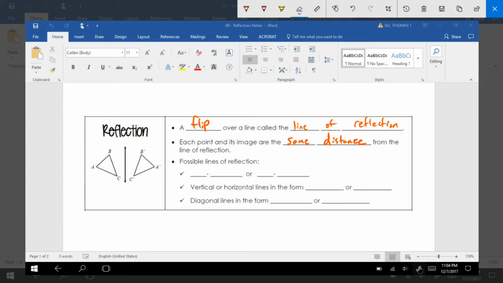All right, next. Here are some possible lines of reflection, some possible lines that we could be reflecting over. We could have the x-axis, the y-axis, some vertical or horizontal lines in the form of x equals a number or y equals a number. And we could have diagonal lines in the form of y equals x or y equals negative x. So we'll see what this looks like in practice. Let's dive into the practice problems.